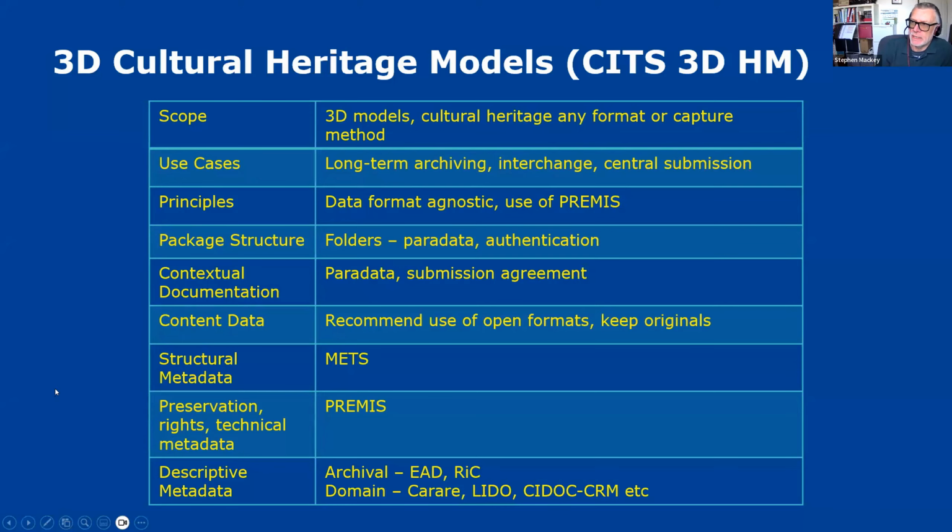And today we're talking about the 3D cultural heritage SIP, 3D HM, which I'll talk about the schedule for at the end. The scope for 3D HM is for 3D models produced as part of cultural heritage in any format or produced by any capture method. So we're trying to be as wide as possible in accommodating many different kinds of models, which are described in some of the publications that Janet talked about earlier. Use cases, again: long-term archiving, interchange of models, or submission to a central repository.